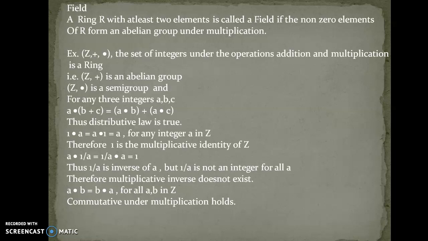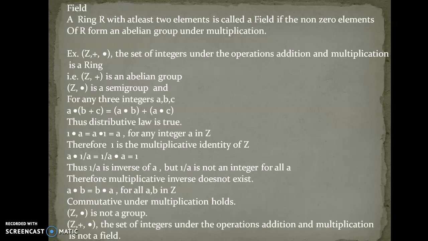So now we are not going to get Z under multiplication as an abelian group because it is a semi-group, that is, closure and associativity. It has the identity element, it has the commutative property, but it lacks the multiplicative inverse, and therefore Z under multiplication is itself not a group, not an abelian group, and therefore under these operations it does not form a field, whereas it is an integral domain, it is a ring.